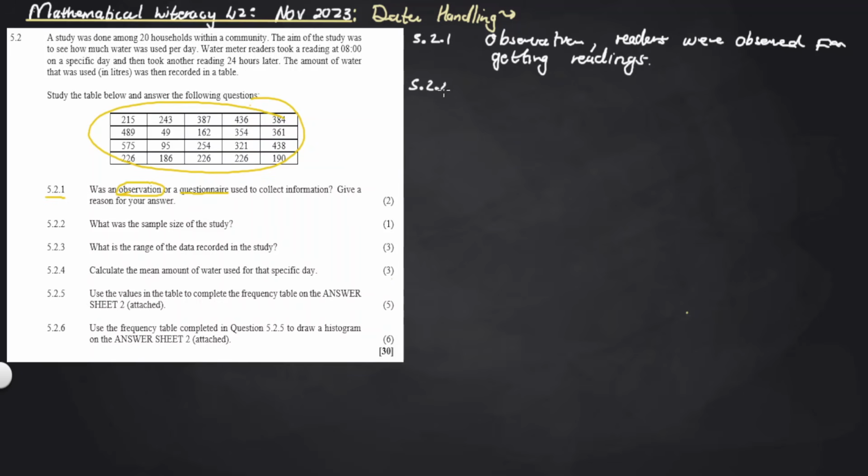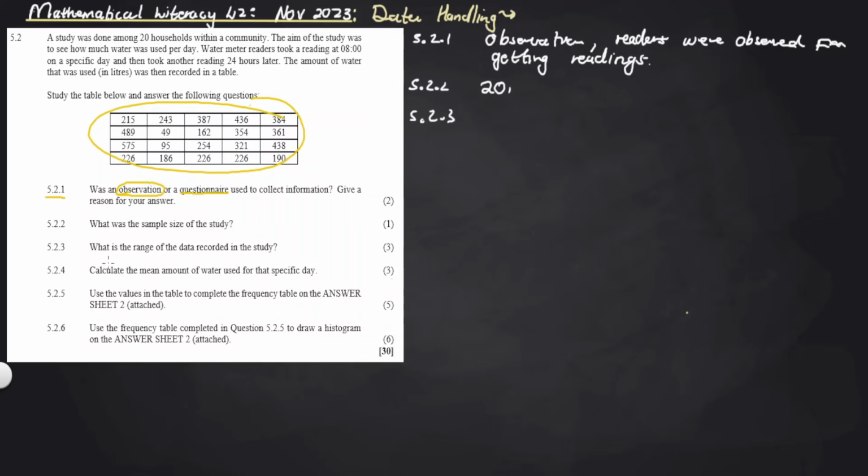5.2.2, what was the sample size of the study? They are asking you how many data sets were collected, right? So if we count, it's actually 20 data sets. So that's your sample size.